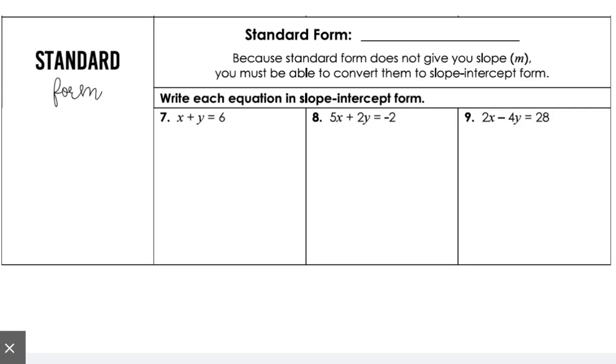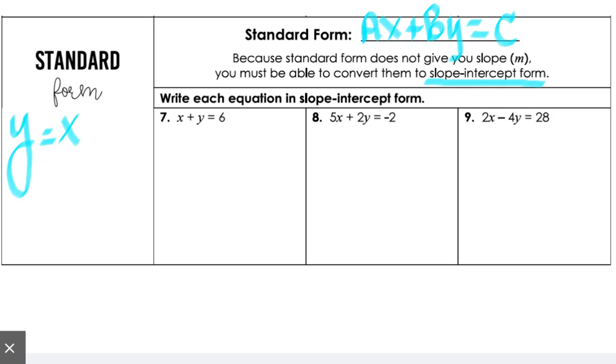Okay, so today we're going to be converting equations that are in standard form into slope-intercept form. So standard form looks like this: ax plus by equals c. Because standard form does not give us the slope, we need to convert our standard form into slope-intercept form. So we want our equations to look like this.